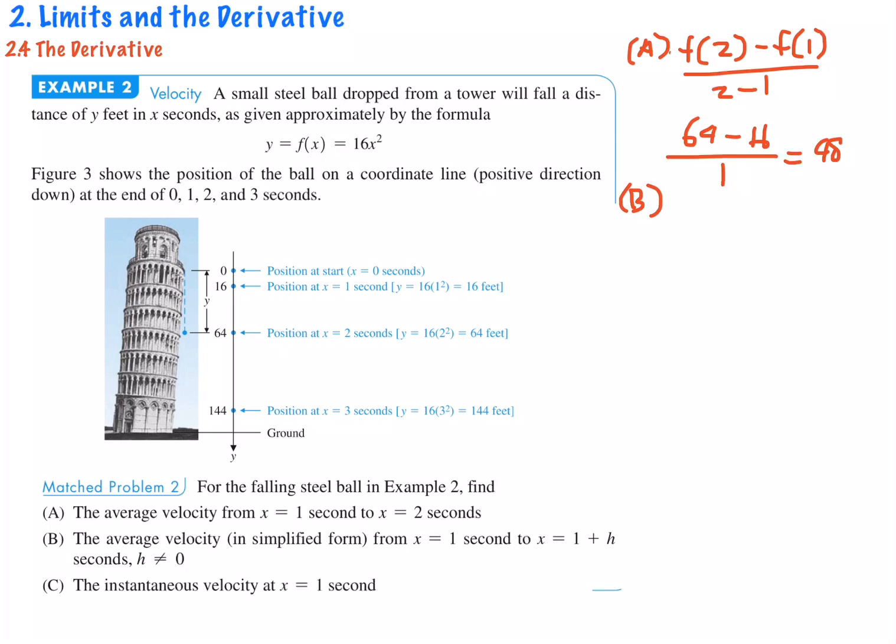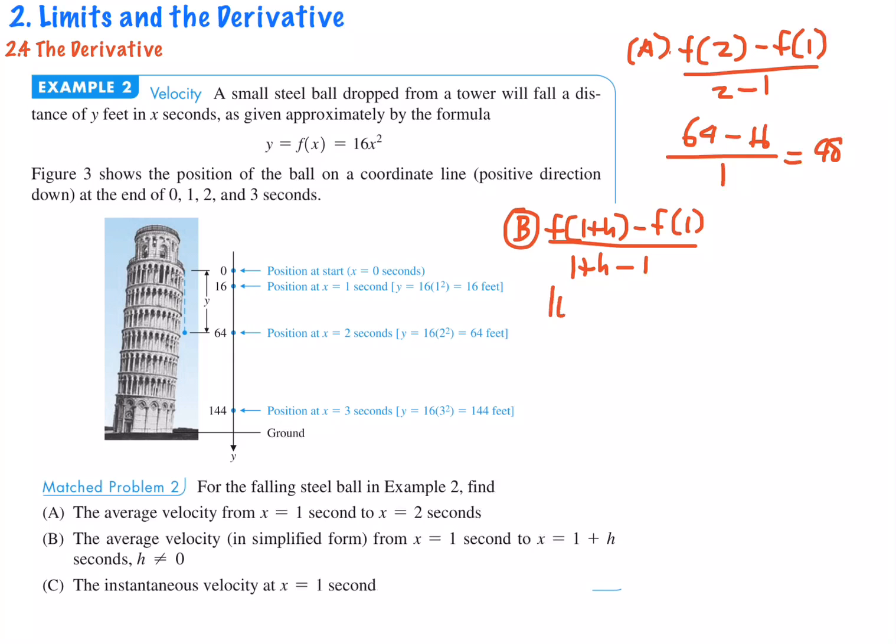B is the average velocity in simplified form from x equal 1 second to x equal 1 plus h seconds. So I'm going to put it over here. Okay, so it will be f of 1 plus h, because this is the given information, minus f of 1, divided by 1 plus h minus 1. That is the average rate of change. Now f of 1 plus h, let's put it into this formula.